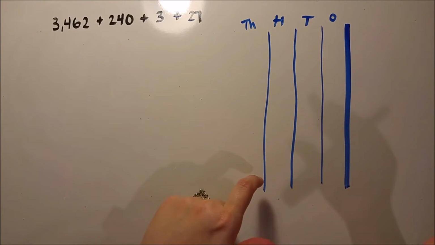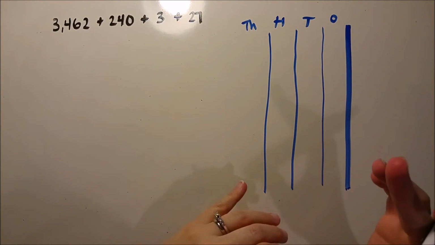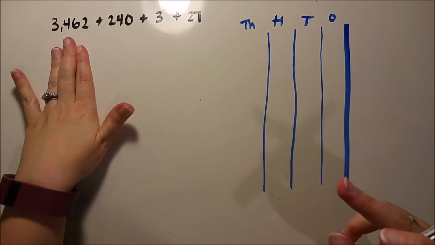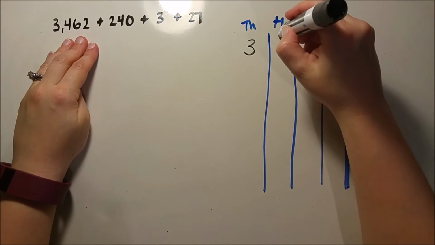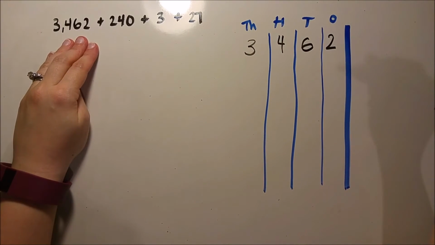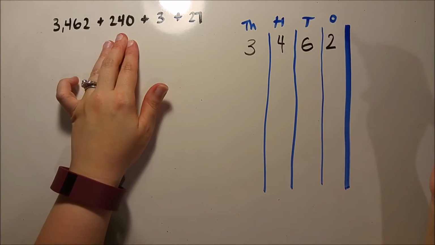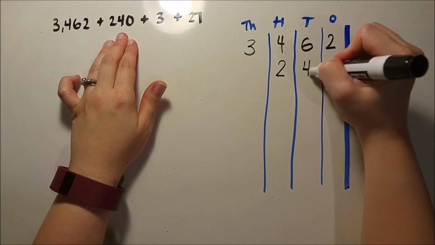I tend to like to write them from biggest to smallest in terms of length. This is the longest number. It's in the thousands. It's 4 digits, so I'm going to write that first. 3, 4, 6, 2. 3,462. Here's the 3-digit number. We'll write that one next. 240.